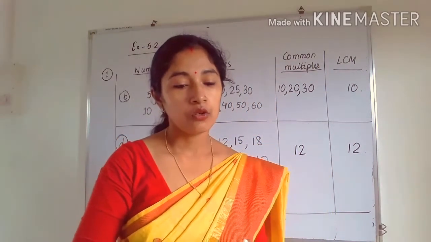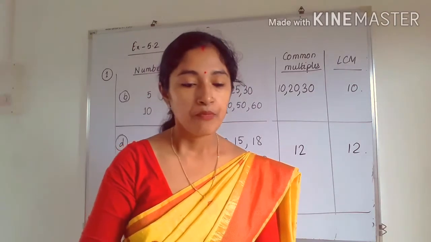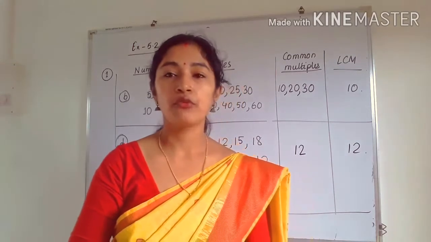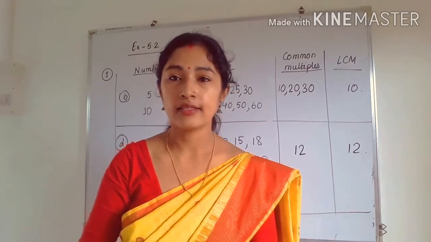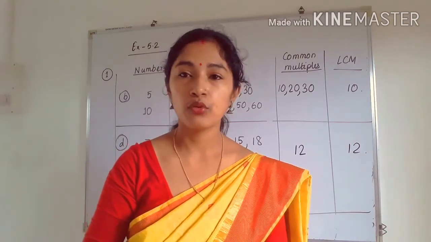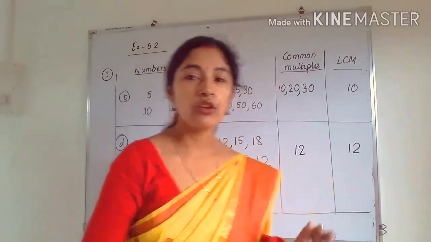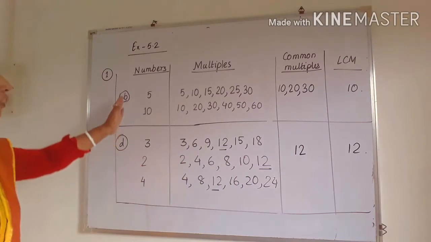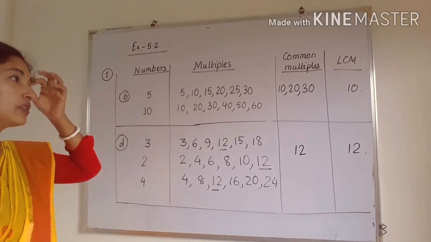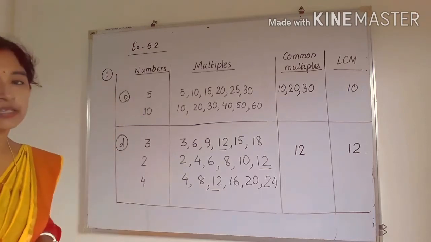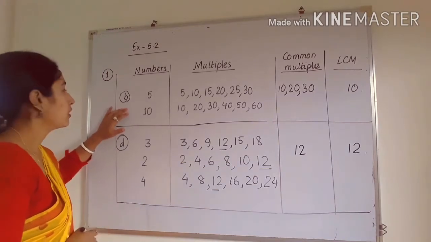So here in question number 1 it is written, first you have to find 6 multiples of each of the numbers and then you have to find the 3 common multiples. Then finally you have to find the LCM. You have to do this question in your classwork copy. See, first of all you have to make columns like this. First column will be numbers, second will be multiples, third will be common multiples and fourth column will be LCM.